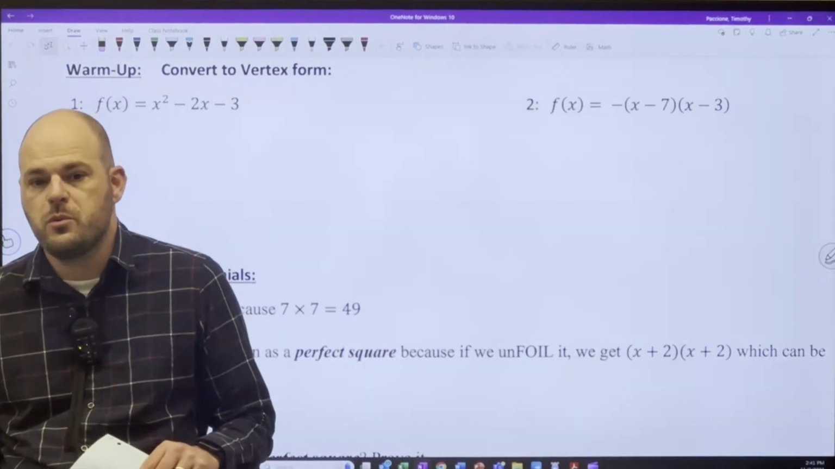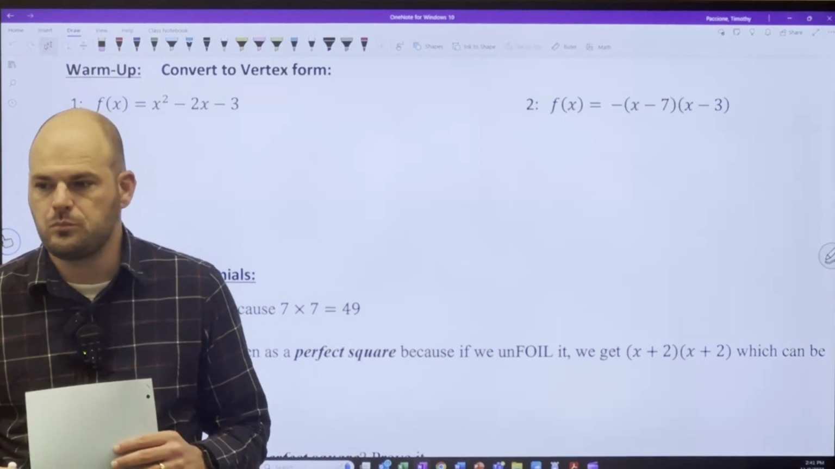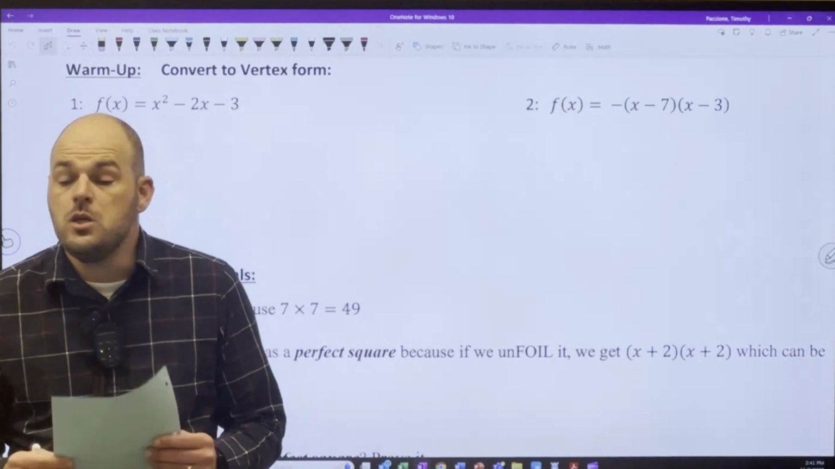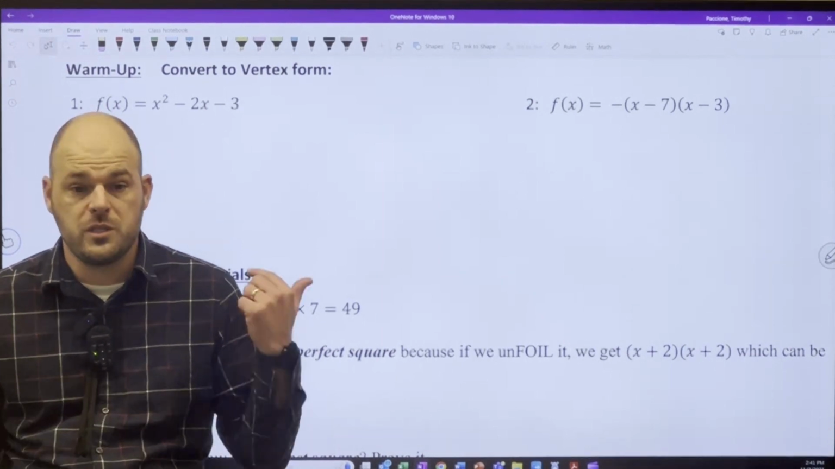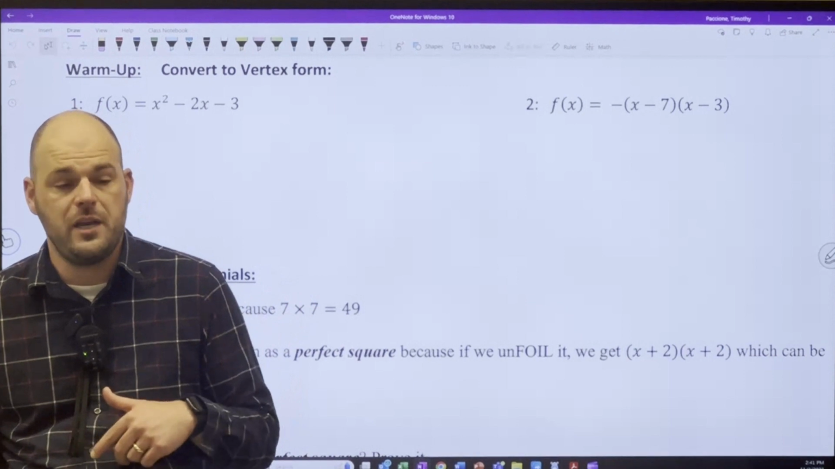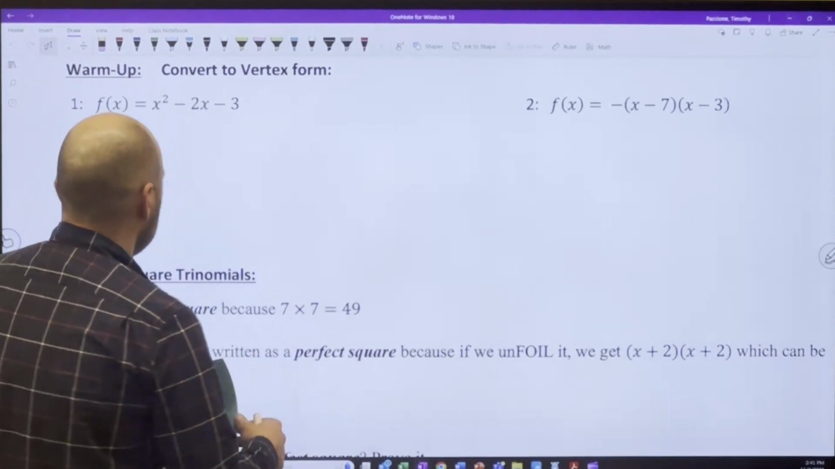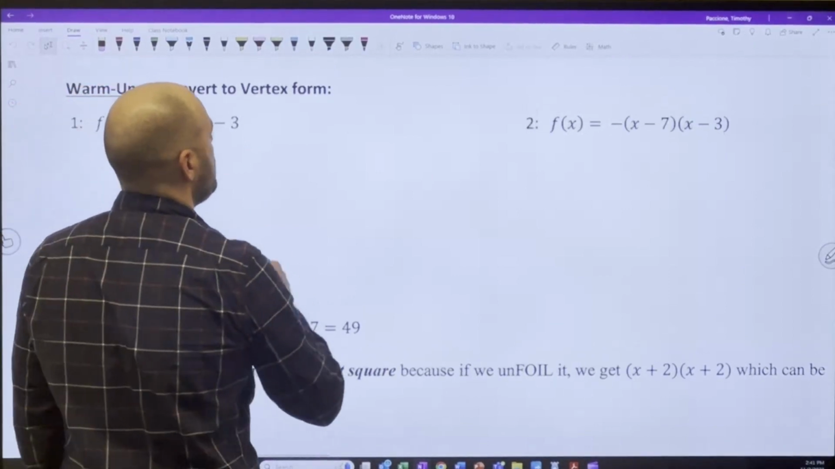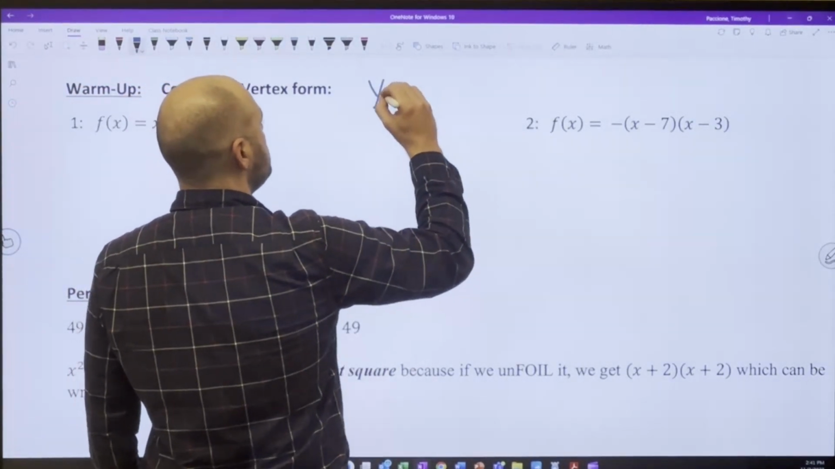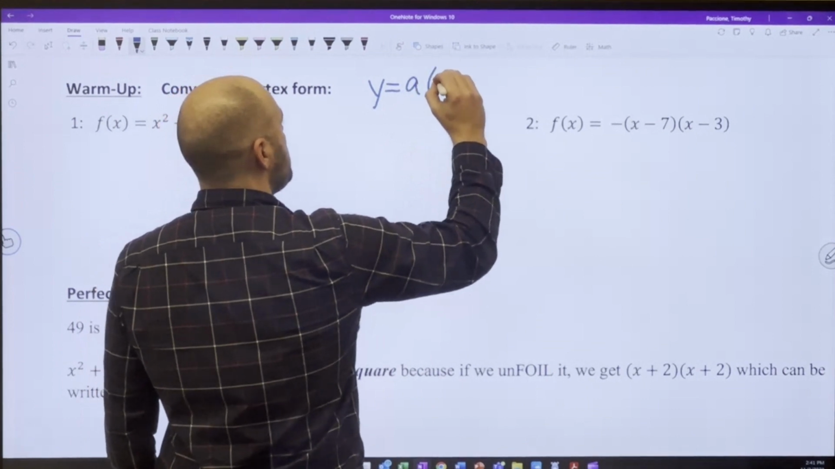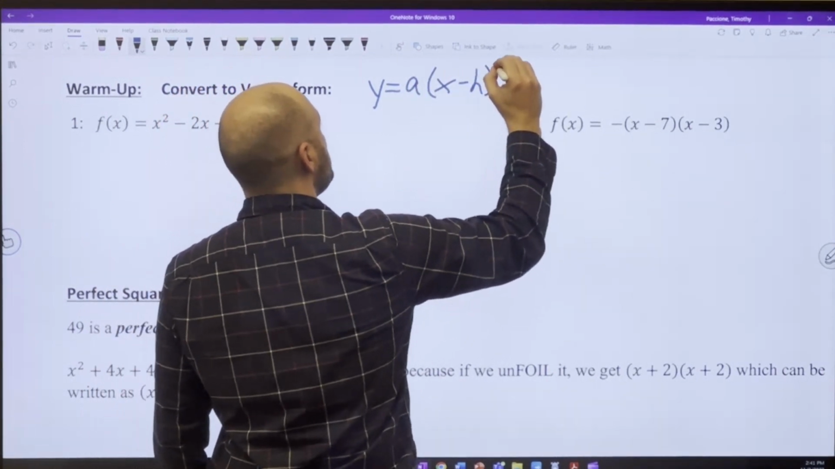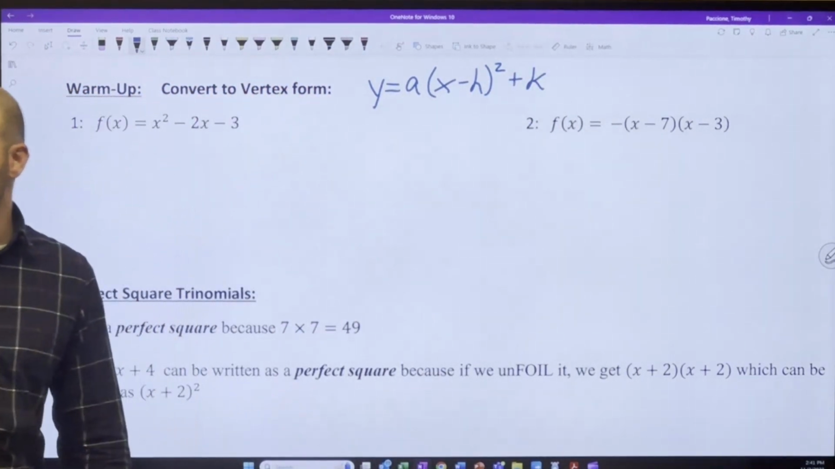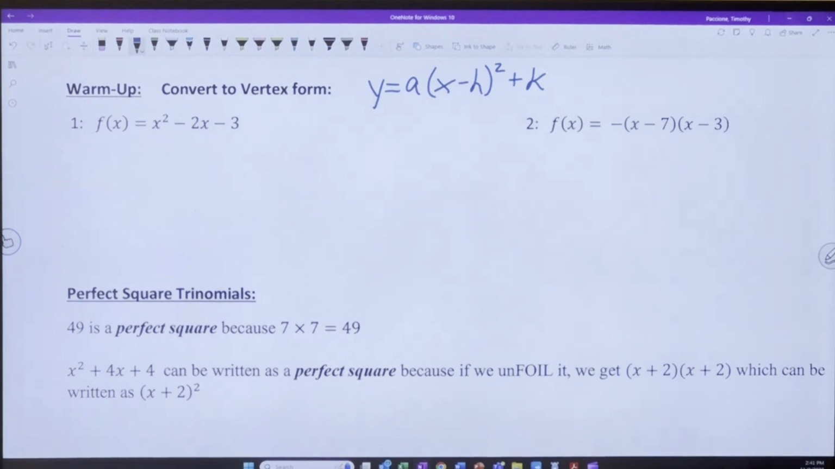To warm up, though, we're going to convert to vertex form. If you don't have a blue sheet, go ahead and grab one. These two problems we know how to do already. Convert to vertex form. Well, we know vertex form. What is vertex form? It's a times x minus h squared plus k, right? Yep. So that's what we're looking for.